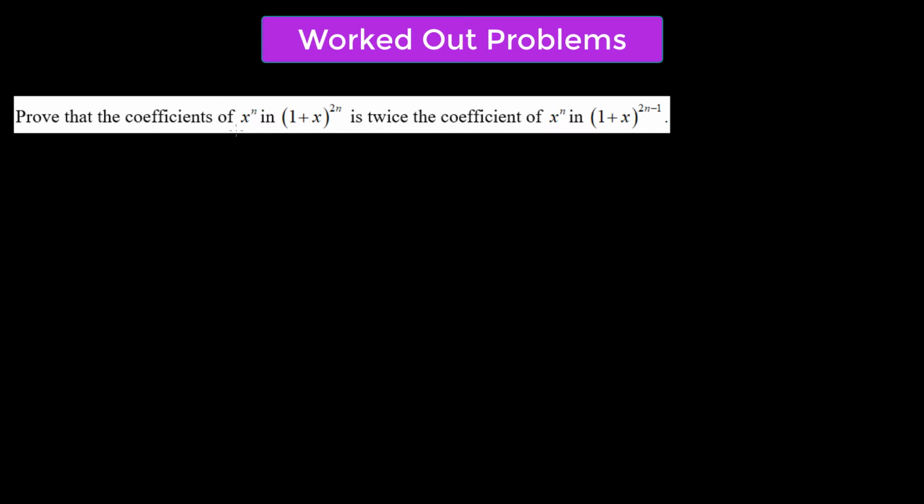So in this question, we have to prove that the coefficient of x to the power n in this particular binomial expression is twice that of the coefficient of x to the power of n in the second binomial expression. So let us begin by finding the coefficient of x to the power n in (1 + x) raised to the power of 2n.